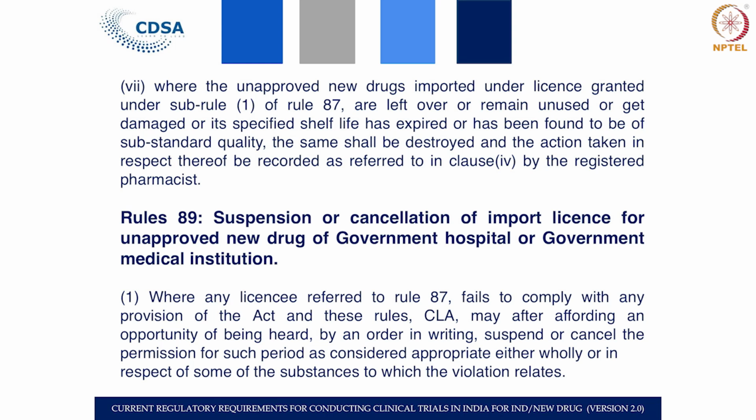In such cases of cancellation, there is also an appeal mechanism where they can always go to the central government within 45 days for reconsideration. There is rule 90, where there is an inspection provision for all these unapproved new drugs which are approved for use by a government hospital or government medical institution. In the same manner, such inspection can happen without prior notice, and based on inspection, actions are also taken.